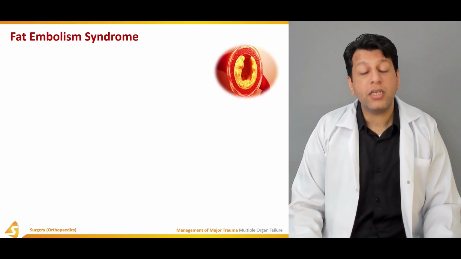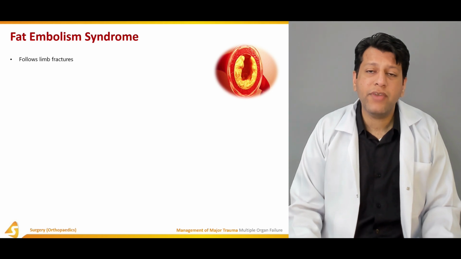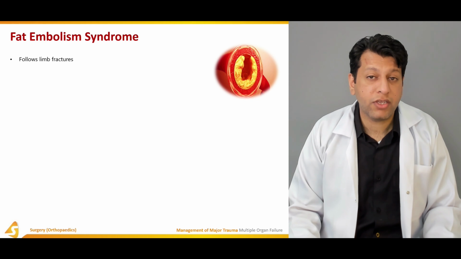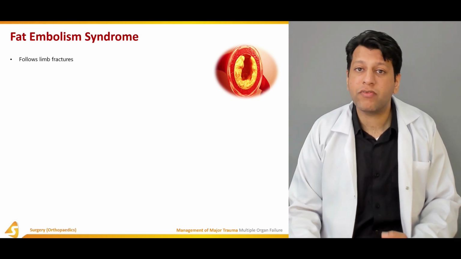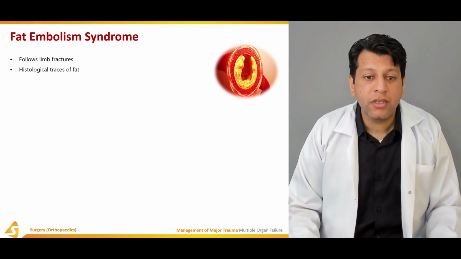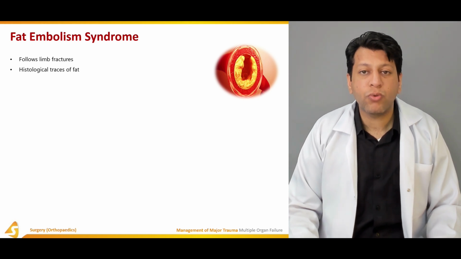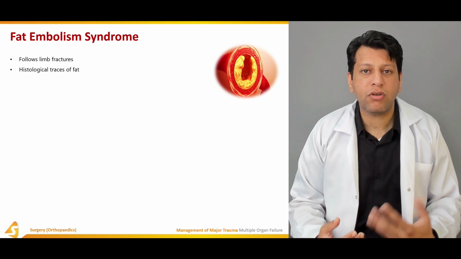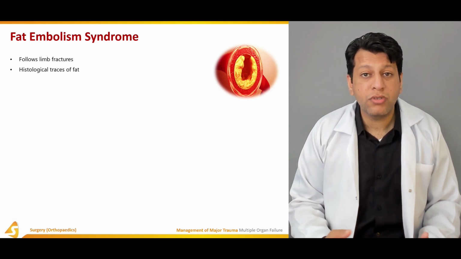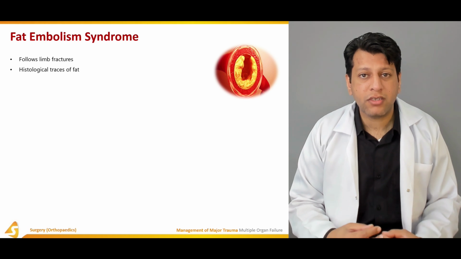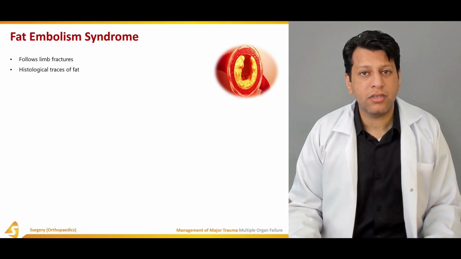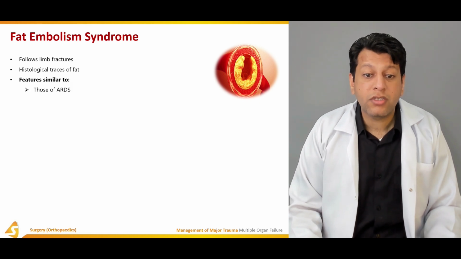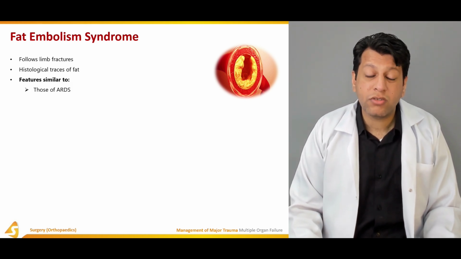Now coming to fat embolism syndrome. Fat embolism syndrome is a problem which usually follows limb fracture, especially long bone fractures such as the femur and the tibia. Normally these long bones contain a marrow cavity which has a lot of fat in it. These fat globules are, during the fracture, thrown into the blood, eventually leading to fat embolism. Features are similar to acute respiratory distress syndrome.